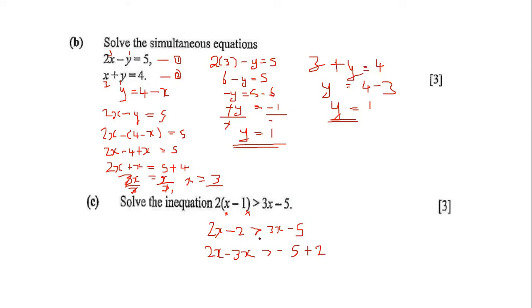So please remember every time it crosses a sign in between, whether an equal sign or an inequality sign, the integer sign changes. All right, so 2x minus 3x definitely gives us minus x, greater than, then minus 5 plus 2, this gives us minus 3.